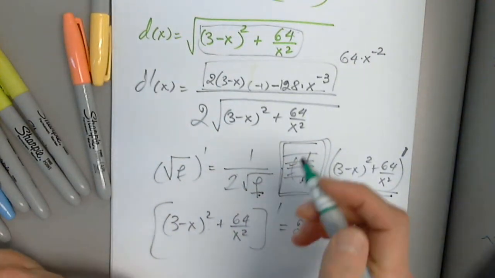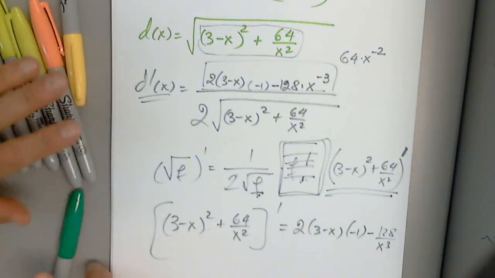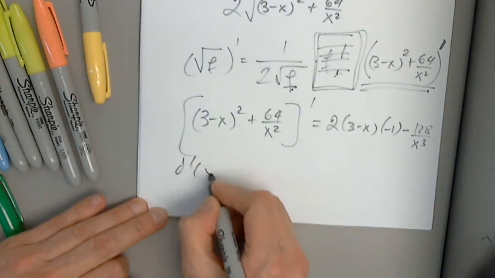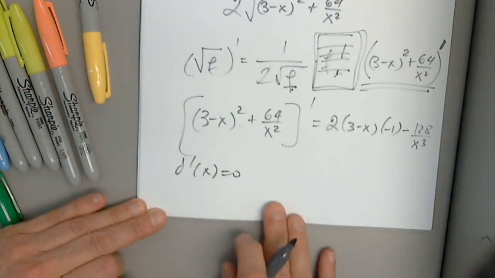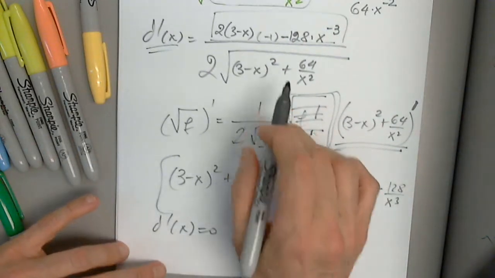I would like to continue. Then what do we do next? We have the derivative. What are we trying to do? Yes. So we have d prime equals 0. So just the numerator will be 0.